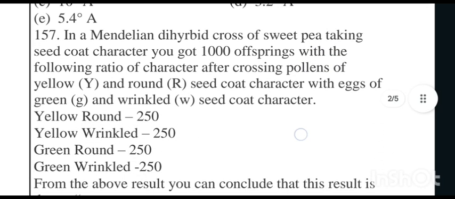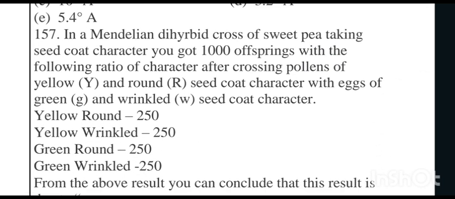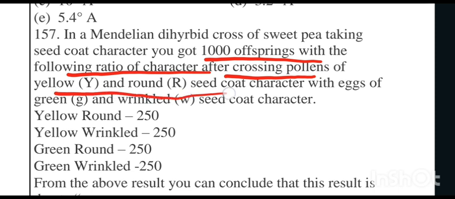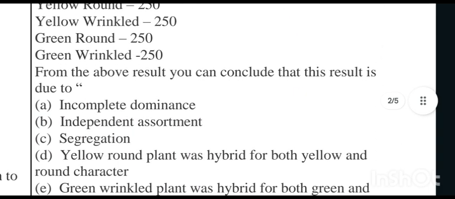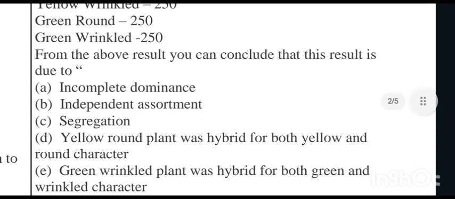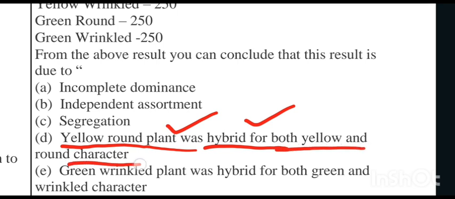Next question. In a Mendelian dihybrid cross, taking the seed coat character in sweet pea, you got 1000 offspring with the following ratio after crossing the pollen of yellow and round seed coat character with the eggs of green and wrinkled seed coat character: yellow round 250, yellow wrinkled 250, green round also 250, green wrinkled also 250. From the above result you can conclude that this result can be due to the yellow round plant being hybrid for both yellow and round characters.